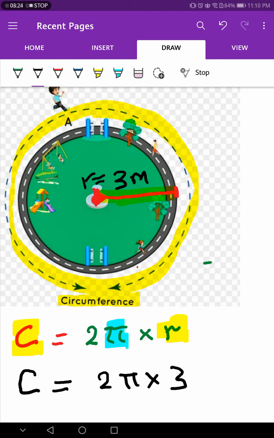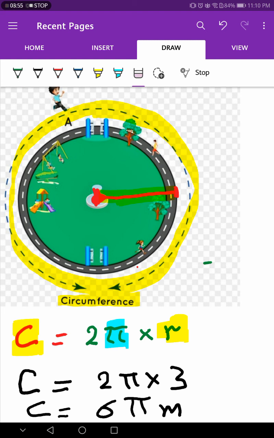Now 2 multiplied by 3 equals 6. And what about the pi, teacher? Put it as it is. So the circumference equals 6 pi meters, don't miss the unit. Are we done, teacher? Yes, we are done. So we only find the radius and multiply it by 2 pi. Let us take another example.